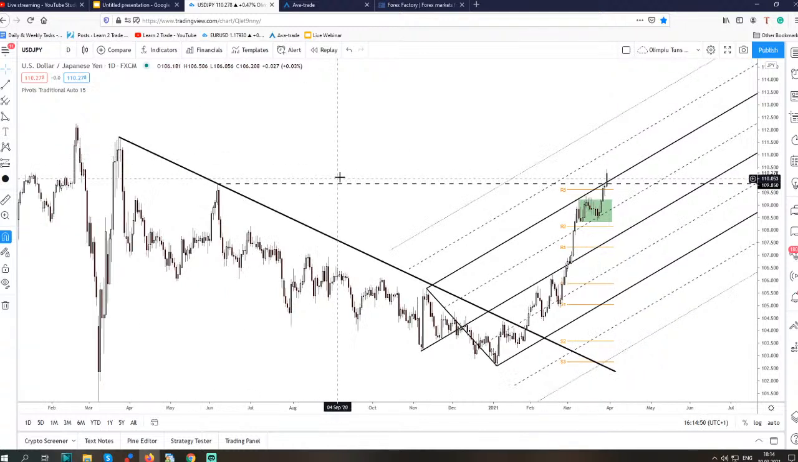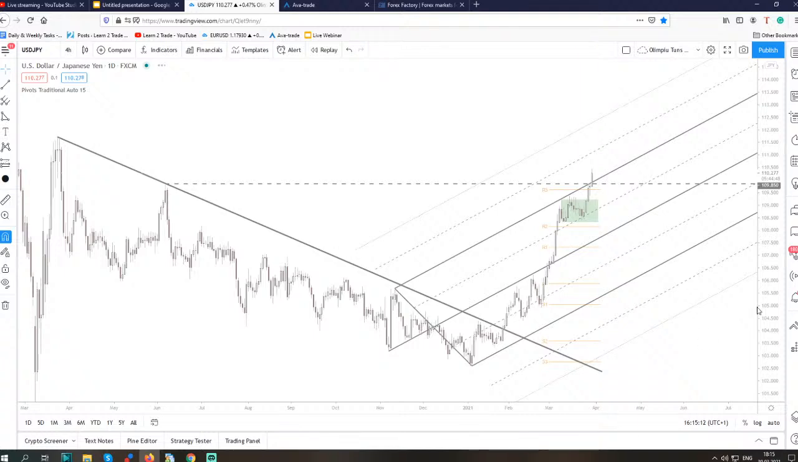Also, you should know that the US dollar versus the Japanese yen could continue to increase as long as the US dollar index continues to increase and as long as the Nikkei, the Japanese stock market index, continues to increase.